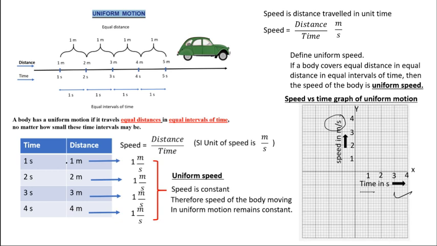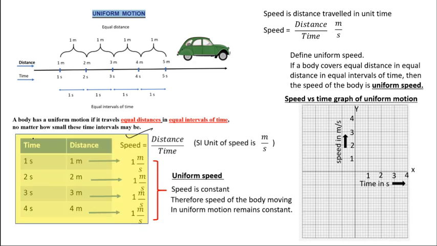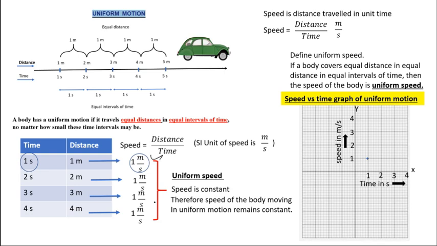Now look at the values. What values should I take? Should we take time and distance? No. Distance we shouldn't take, we should take speed, because it's a speed versus time graph. So we'll take this speed as well as time. For the first second, what is the speed? The speed is 1 meter per second. So for the first second, speed is here 1 meter per second. Right? Please try to understand. For the second, speed is again 1 meter per second. So it doesn't go up. For the third second, the speed is again 1 meter per second. And for the fourth second, the speed is again 1 meter per second.